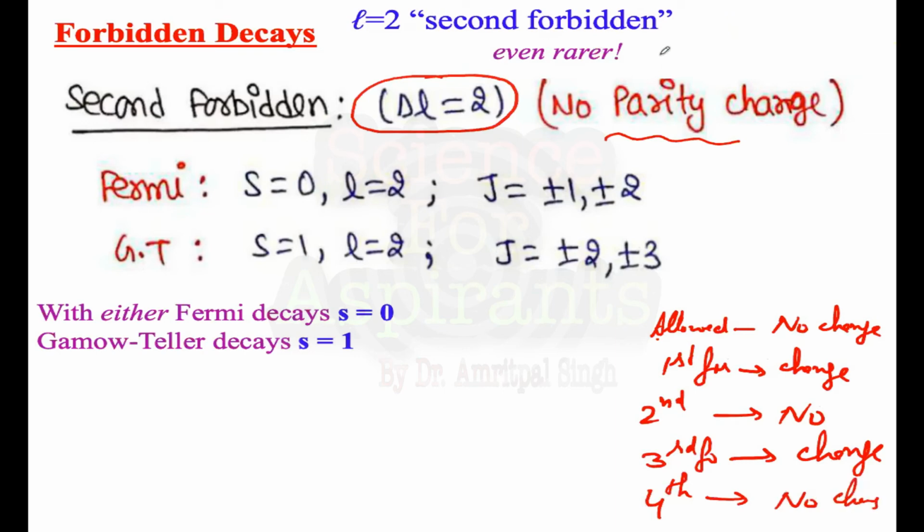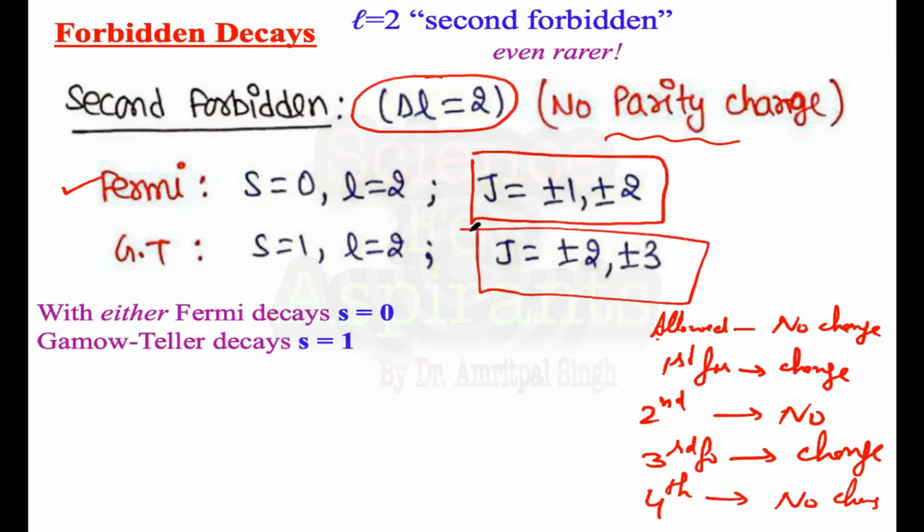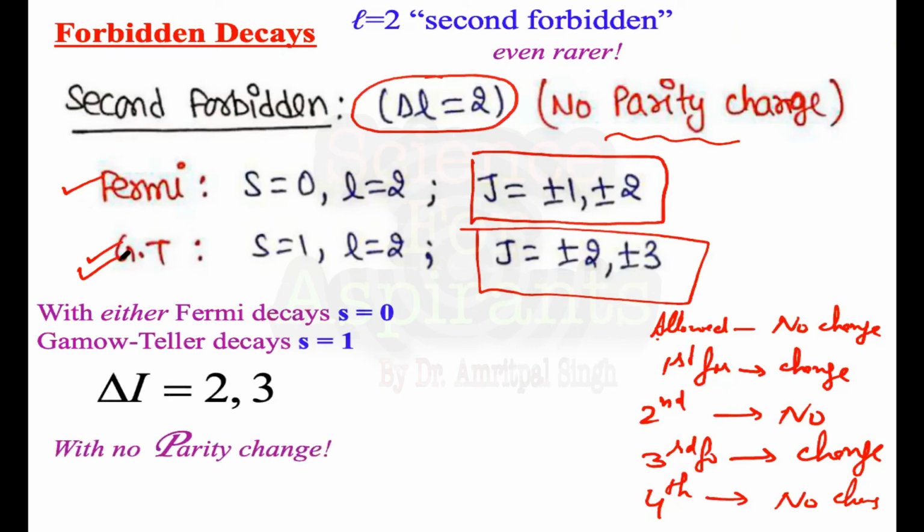So you can understand. For second order, there is no change in parity, and those transitions which follow the change in value of J by plus minus 1 or plus minus 2 satisfy the second order Fermi forbidden transition, and similarly those which satisfy the change in value of J for plus minus 2 to plus minus 3 satisfy the second order GT forbidden transition. And there is no change in parity. So these are some of the examples.